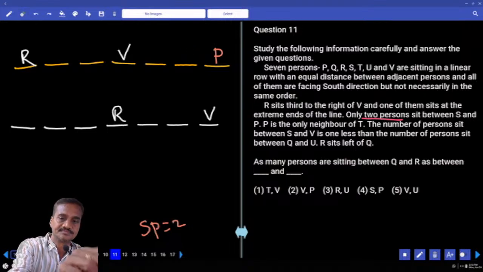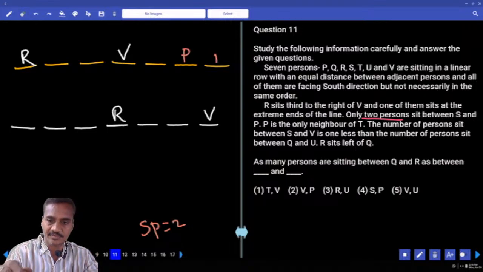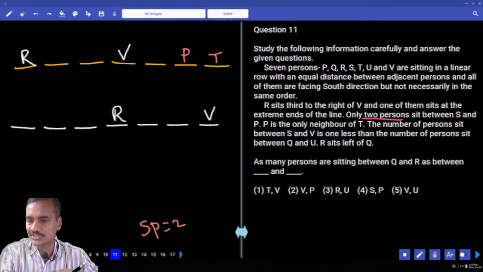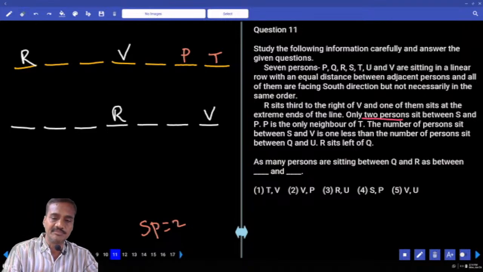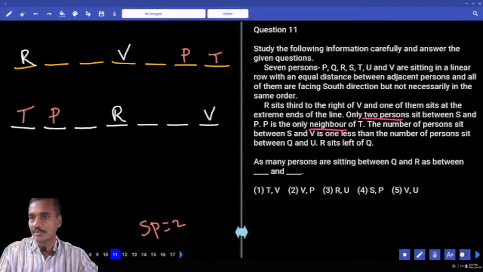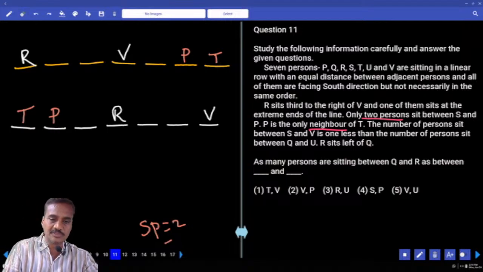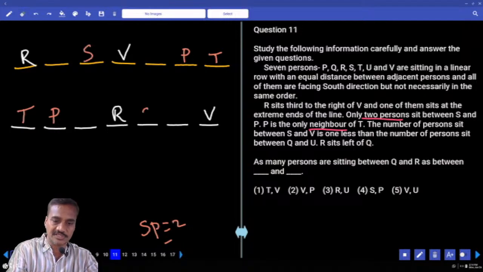Now here, P is the only neighbor of T. Who is the neighbor of T? P. And P is the only neighbor of T. Now here again, T and P must be in these two places. And next one, S and P, how many people? Two people. Now S is here.